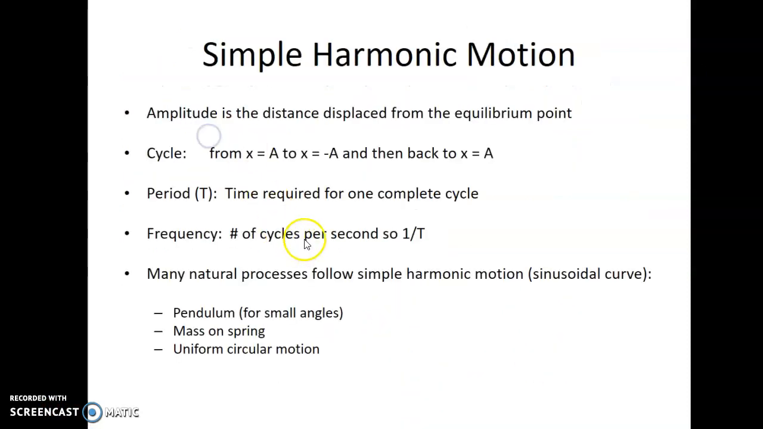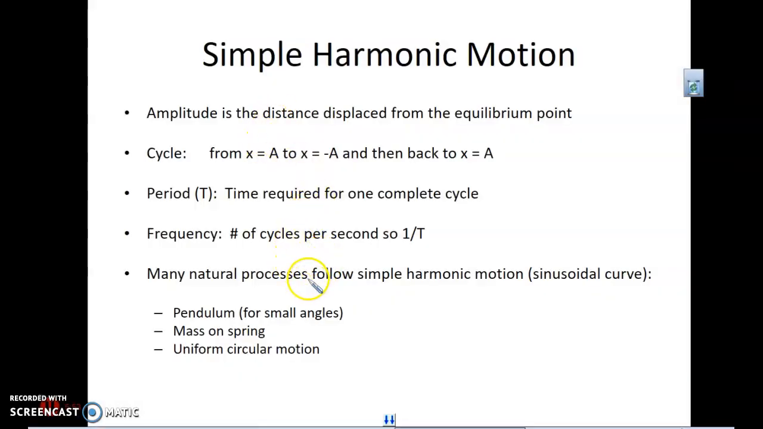All right, so let's take the remainder of the video and just talk about some, not so much math as just some conceptual stuff here. So when I talk about the amplitude, that is the maximum distance displaced from the equilibrium point. And when we talk about a cycle, we're going to start at some point, and I've said, okay, let's start at positive A. And we're going to go to the equilibrium. We're then going to go to negative A, and then back to equilibrium, and then back to A. And that's going to be one cycle.